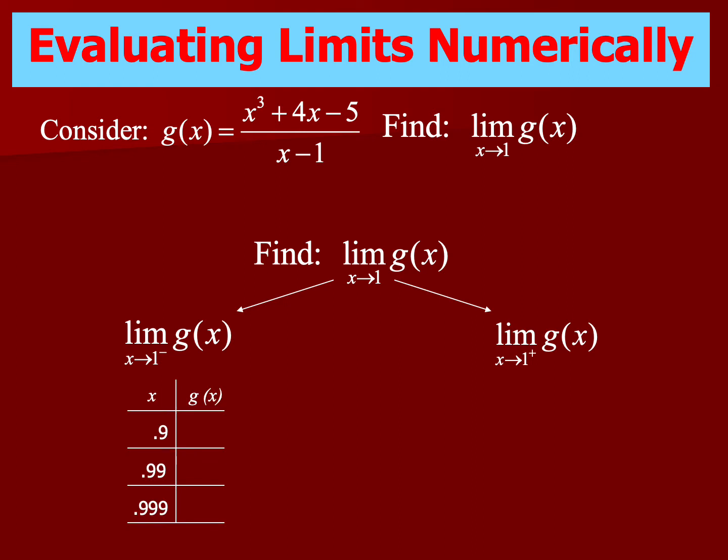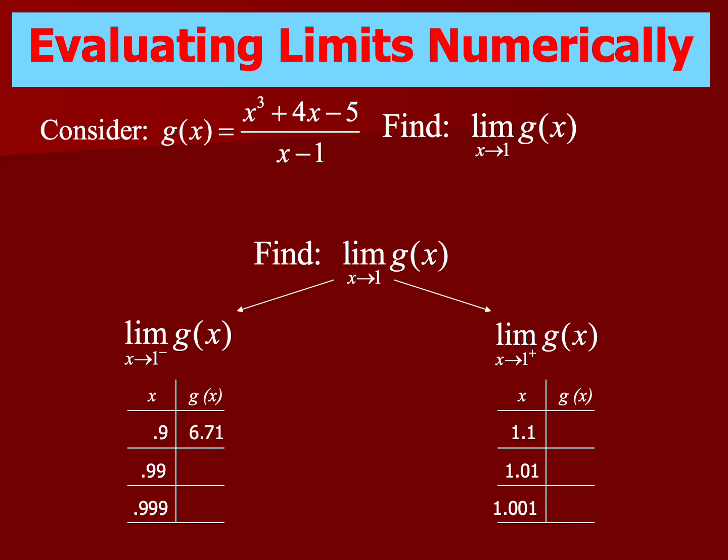For example, here from the left, I take 0.9, 0.99, and 0.999. These numbers are approaching 1 from the left, and their values will be shown later. Also from the right, I have to take 1 point something, very close to 1: 1.1, closer to 1, 1.01, and closer to 1. Then when I find the values of these numbers, we call them numerical values.